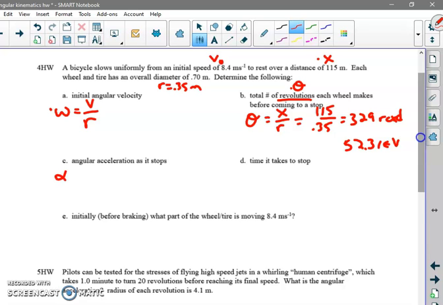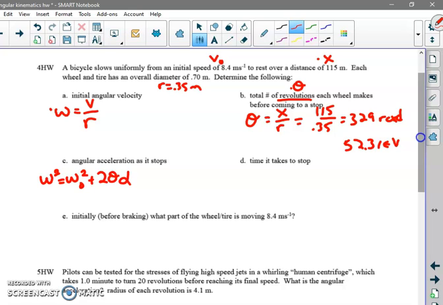Well, now I have enough kinematic information that I can set this up. So I can say basically angular acceleration. I'm not going to just solve for it. I don't have any time yet, but I do have a theta and I do have an omega. So I can say that omega squared equals omega naught squared plus 2 theta alpha.